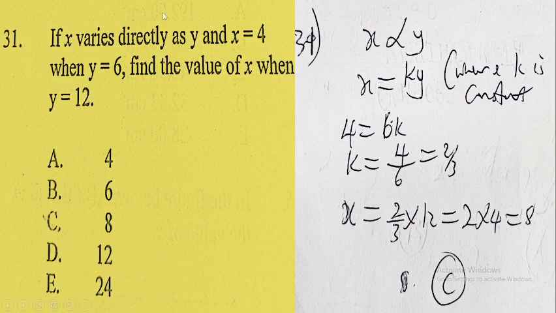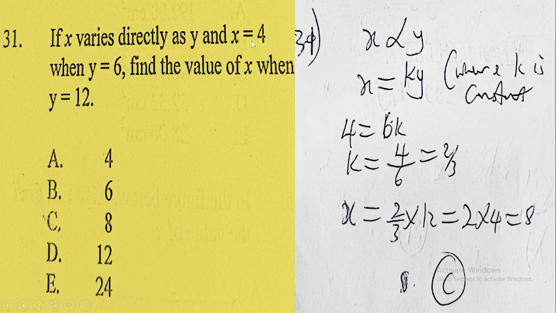Variation, question 31. If x varies directly as y and x equals 4 when y equals 6, we have to find the value of x when y equals 12. So x varies as y. Then we can make this expression an equation by introducing a constant k. So when we introduce a constant k, we have x equals ky.